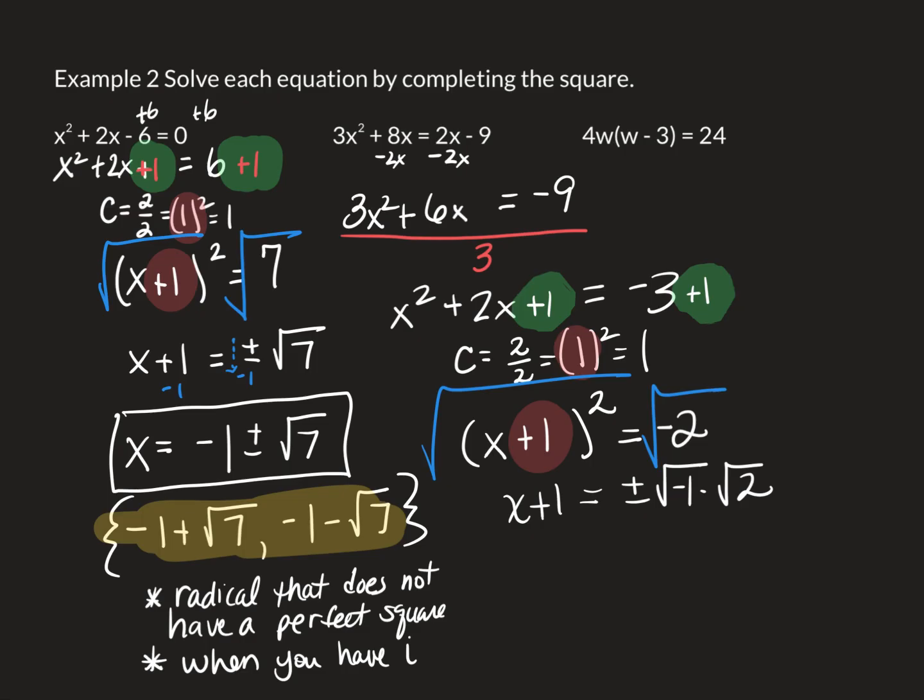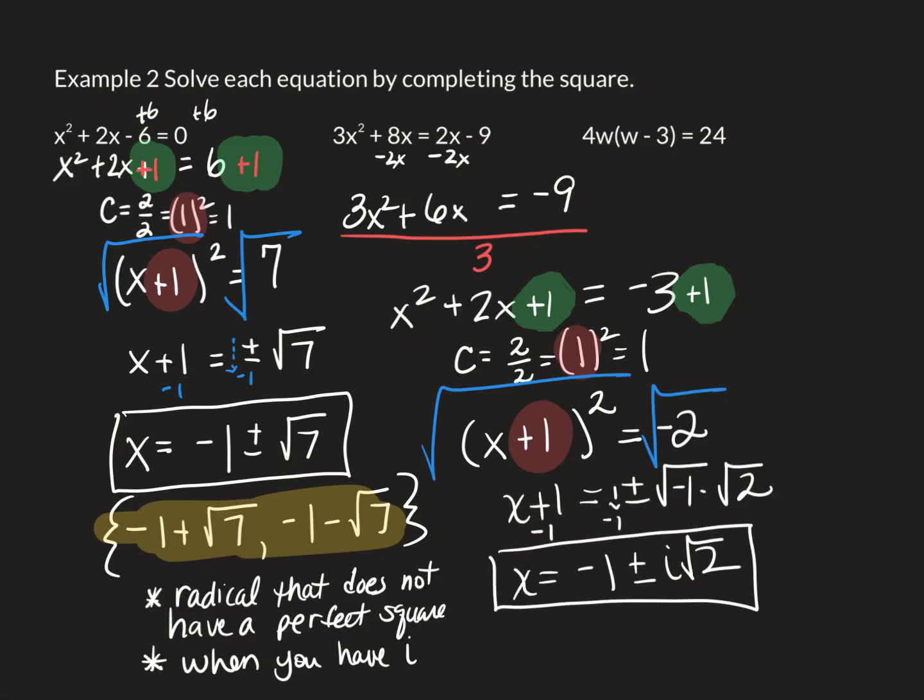I'm going to do two things at one time. I'm going to get my x alone by subtracting 1. Don't forget, your subtract 1 is going to go in front of the plus or minus. And then I'm going to simplify that I. So x is going to equal -1 plus or minus I times the square root of 2. And I am going to say that's my answer because I have a radical. It's not a perfect square, that's 2, and I have an I. So that is my answer.